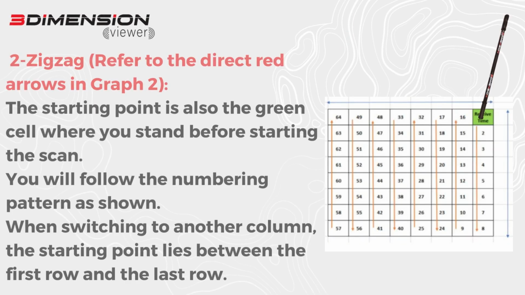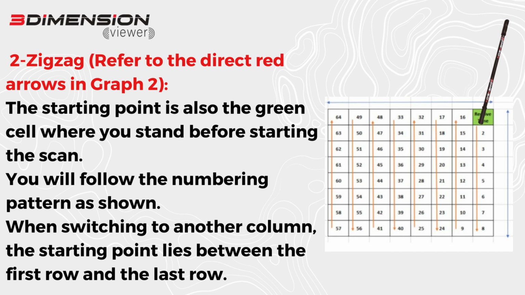2. Zigzag. Refer to the direct red arrows in Graph 2. The starting point is also the green cell where you stand before starting the scan. You will follow the numbering pattern as shown. When switching to another column, the starting point lies between the first row and the last row.